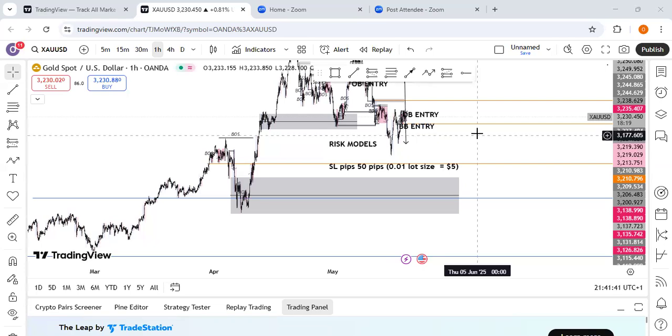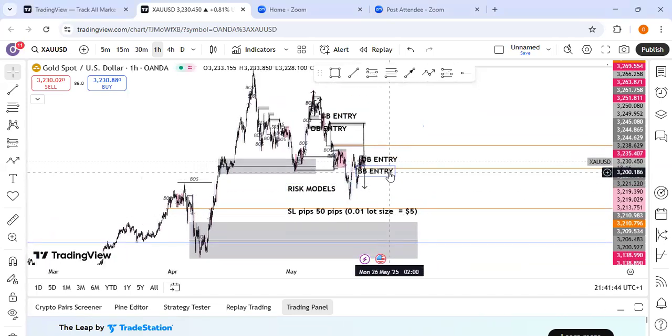If you have further questions about what I explained here, from the strategy to the entry model to the risk management, direct them there.